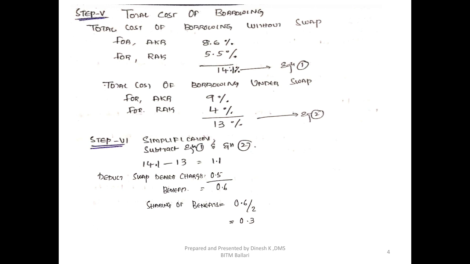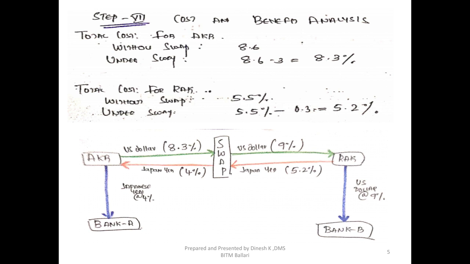Coming to the cost of borrowing with and without swap. First, let's calculate the total cost of borrowing without swap. For AKR it is 8.6, for RAK it is 5.5, so the total cost of borrowing without swap comes out to be 14.1%. Under swap, it is 9 and 4. If we simplify, we get a difference of 1.1. Since the swap charge is 0.5, deducting it we get 0.6 as the benefit. Sharing the benefit equally, each party gets a benefit of 0.3.